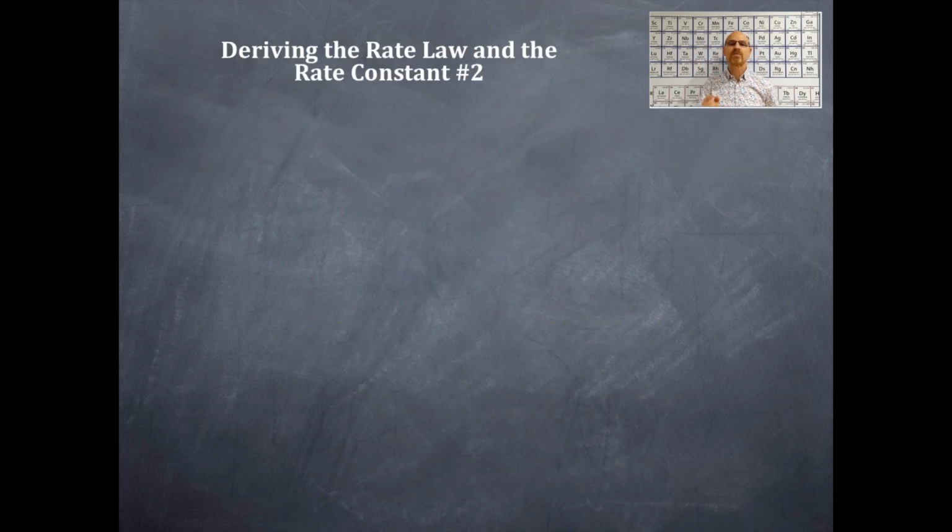So today we're deriving the rate law and the rate constant, problem number 2. We're going to derive the rate law and the K for the following reaction: NO plus Cl2 yields NOCl. Now this isn't balanced, and that doesn't really matter because we really don't care about that.